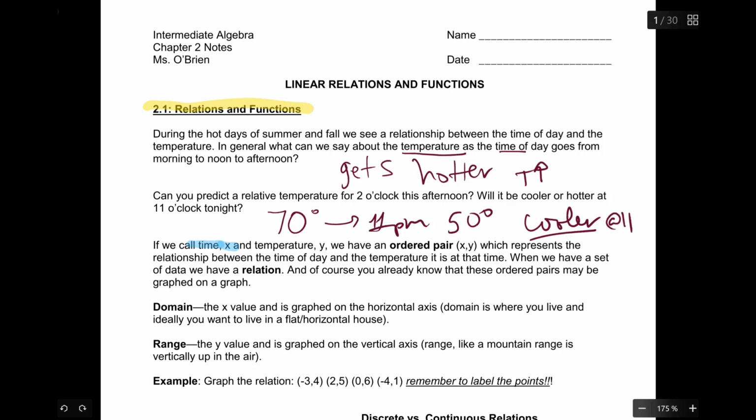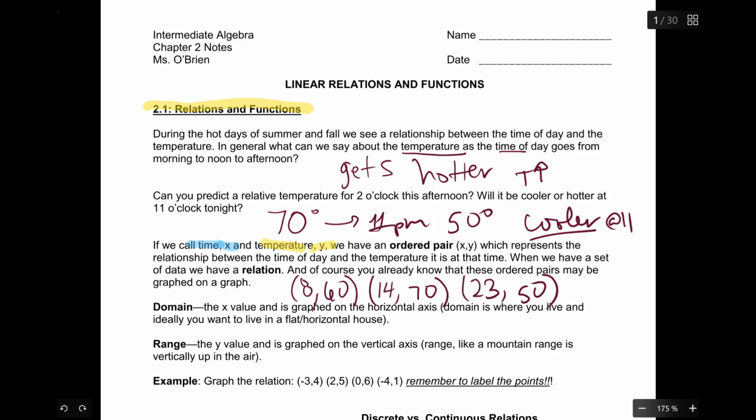If we call X time and Y temperature, we have what's called an ordered pair. This represents the relationship between time of day and the temperature at that time. When we have a set of data, we have a relation. We can have a couple of sets. At a time of 8 a.m., our temperature could be 60. At 2 o'clock this afternoon, that's 14 in military time, maybe 70. At 11 tonight, at 2300 hours, we could say it's 50.